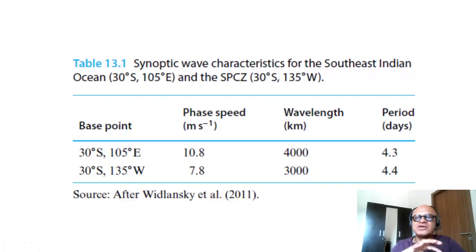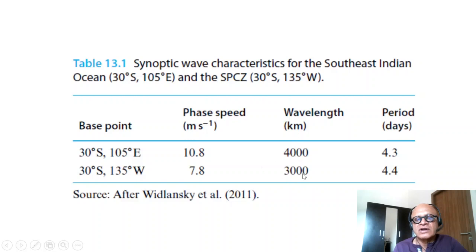Of course, as we saw, there are differences in the land versus ocean distributions because of the differences in land area or in the two hemispheres. Looking at the synoptic wave characteristics for the Southeast Indian Ocean and the SPCZ, so base point of 30 south and 105 east, 30 south, 135 east. Phase speed is much faster in the Indian Ocean, relatively weaker here.